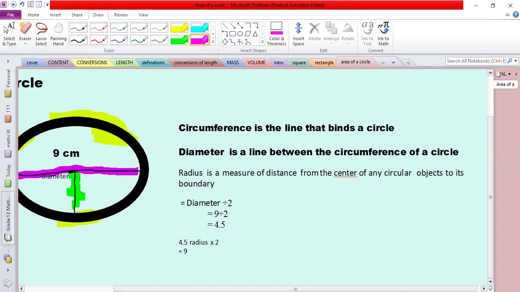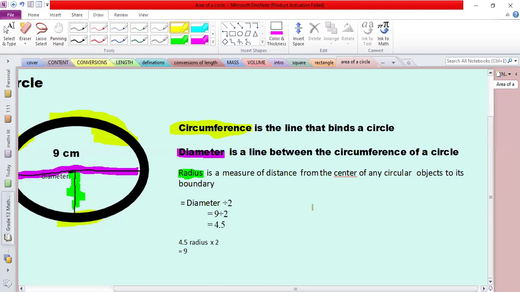So the diameter is the purple line, and the radius is the green line. And then the circumference is the yellow line, and I'm also highlighting the word circumference in yellow. I believe now you understand, class.